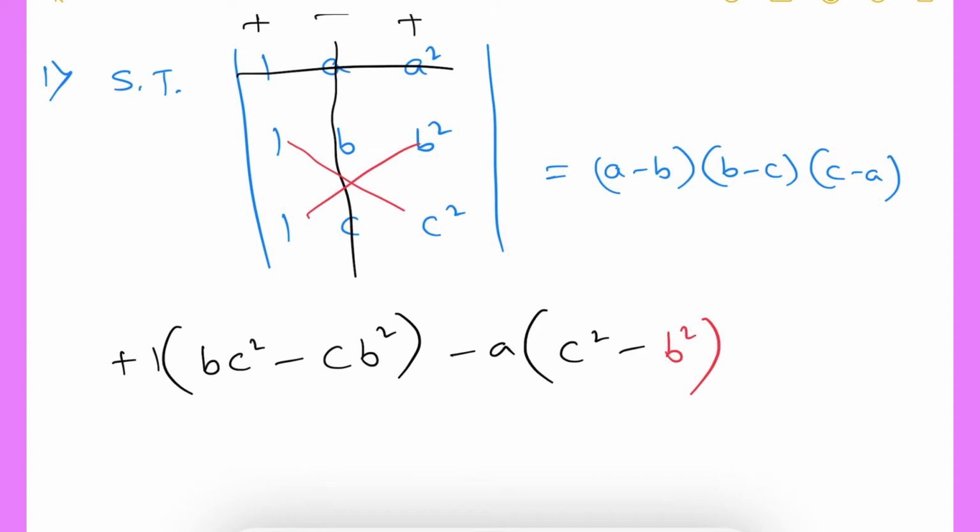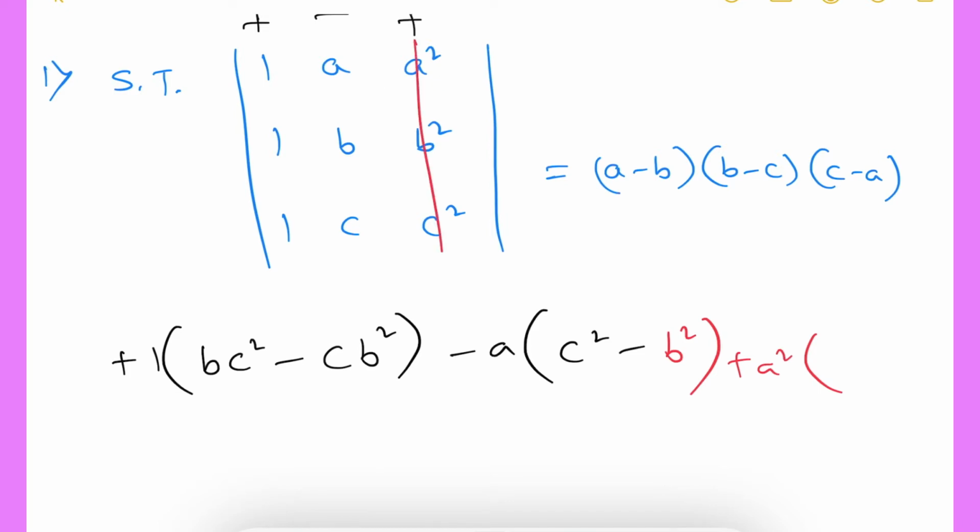The next third element, if we observe, that should be plus A square. So plus A square into, now the total row as well as total column if we remove, then remaining is 1A, 1B, 1B, 1C. So 1 into C minus 1 into B. So C minus B.